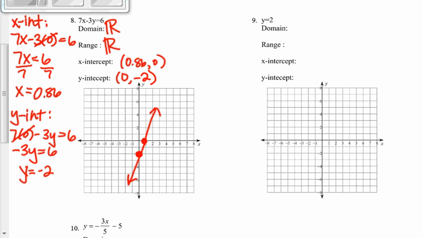Number 9, don't let this trick you. y equals 2. If it's y equals a number, that's just a horizontal line. So let's make a horizontal line at 2. Graphing is super easy there as long as it doesn't trip you up.